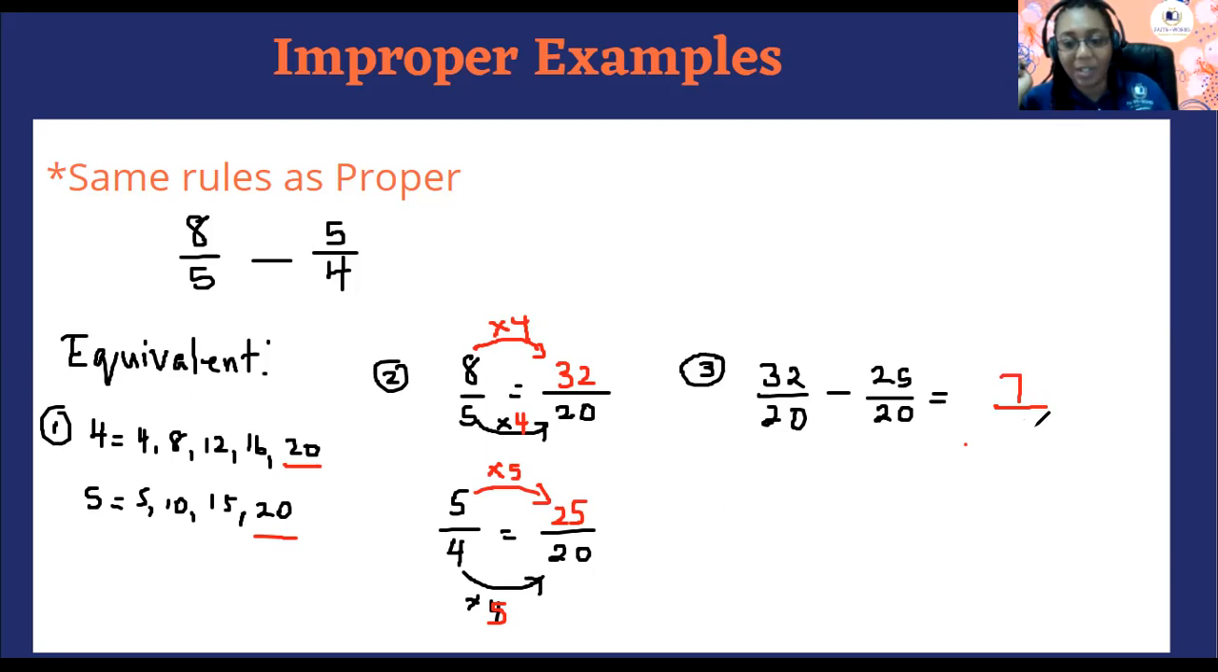Once you have the first two steps, which is changing to your equivalent fractions, it's easy sailing from there. All you have to do for subtraction is write over the same sum, skip over to step number three, and that's it, because we would have already done the changing to the equivalent fraction.